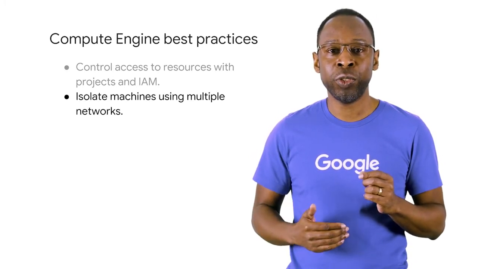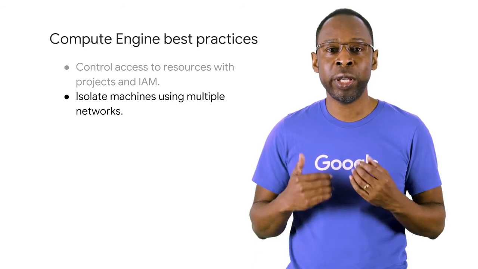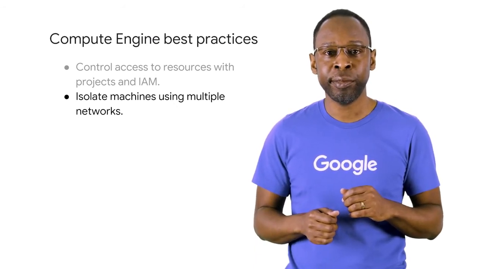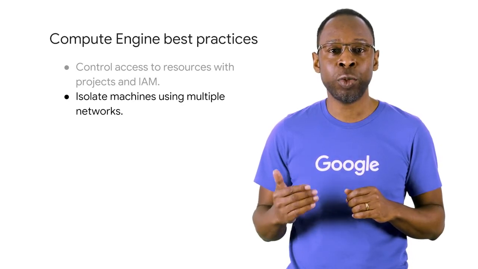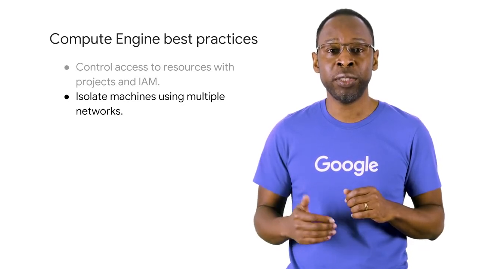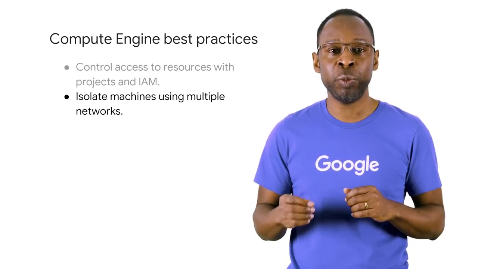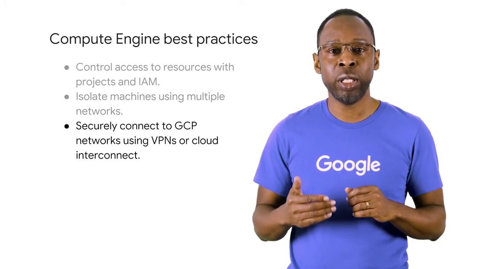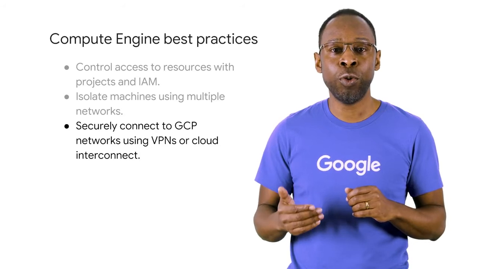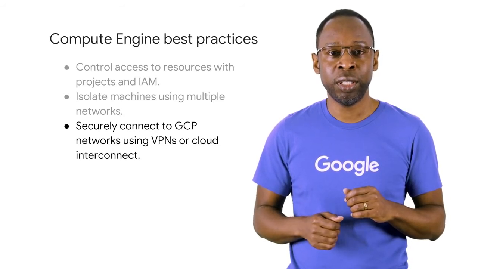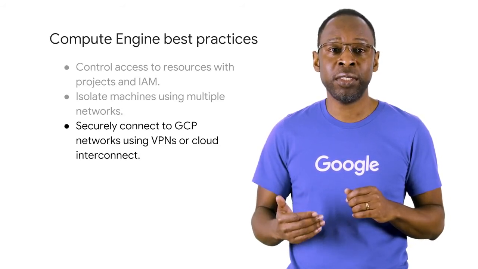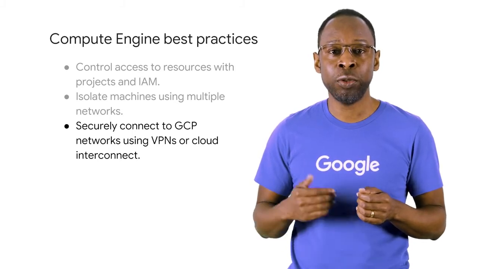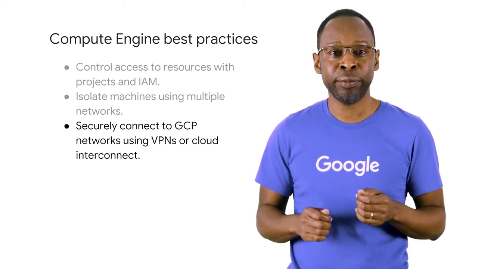Host Compute Engine resources on the same VPC network where they require network-based communication. If the resources aren't related and don't require network communication amongst themselves, consider hosting them on different VPC networks. Secure connections to public cloud providers are a concern for all organizations. You can securely extend your data center network into GCP projects with Google Cloud Interconnect or Google Cloud VPN.